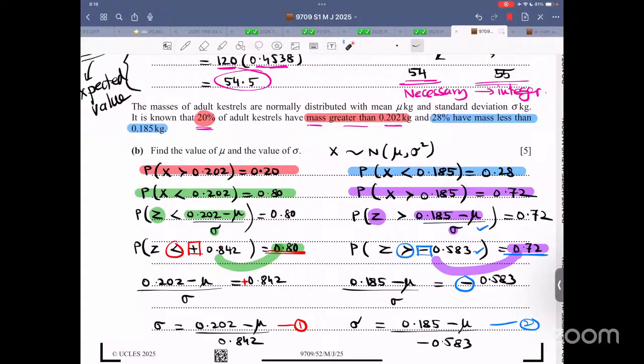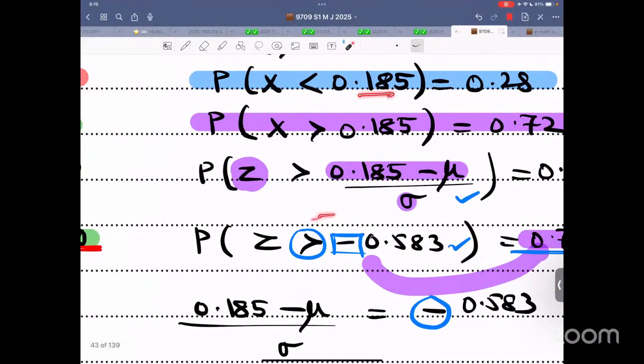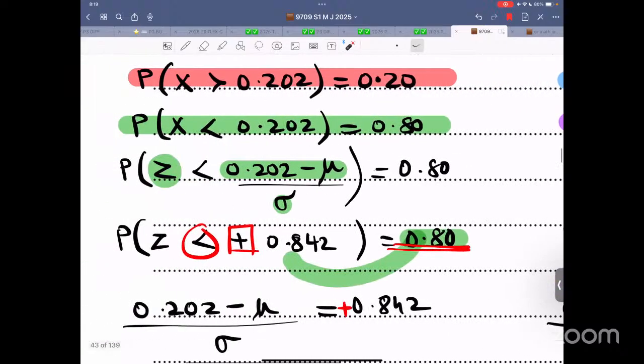Now, what do we do? First of all, over here, in order to do the back solving, that means using the probability to find the Z value, ensure one thing, that the probability is at least 50%. 50% is 0.5. This is 0.20. That means to the right of 0.202 is 20%, to the left is 80%. That is exactly what I've written. The next thing, lesser than 0.185 is 28%, greater than 0.185 is 72%. So that's the first thing that you should do.